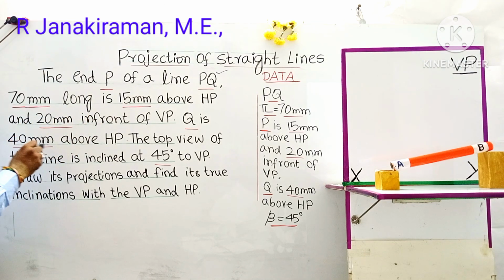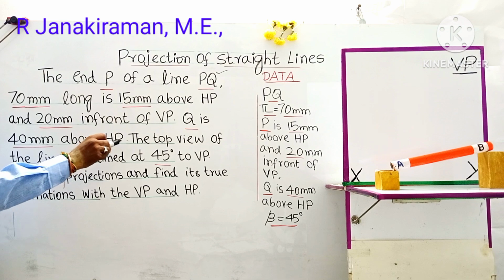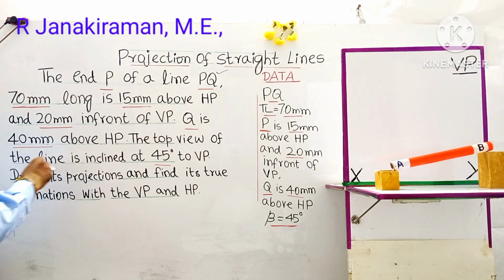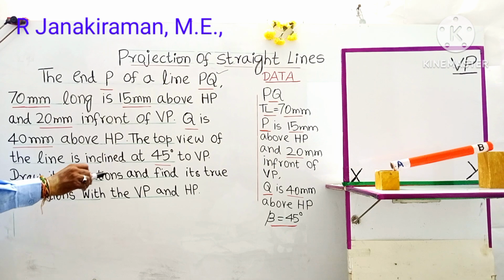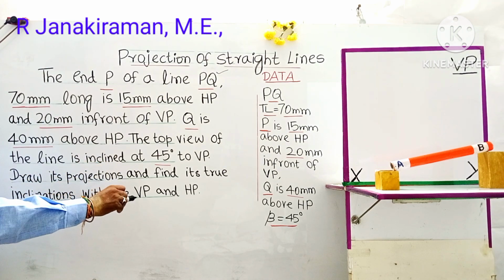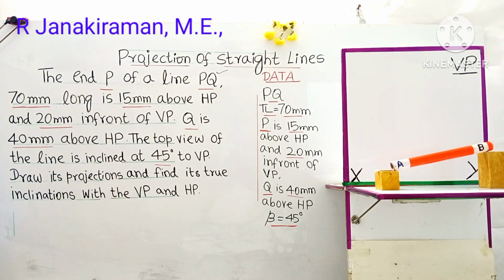Q is 40 mm above the HP. Next sentence. The top view of the line is inclined at 45 degree to VP. Draw its projections and find its true inclinations with the VP and HP is asked in the question. So write the data given in the question.